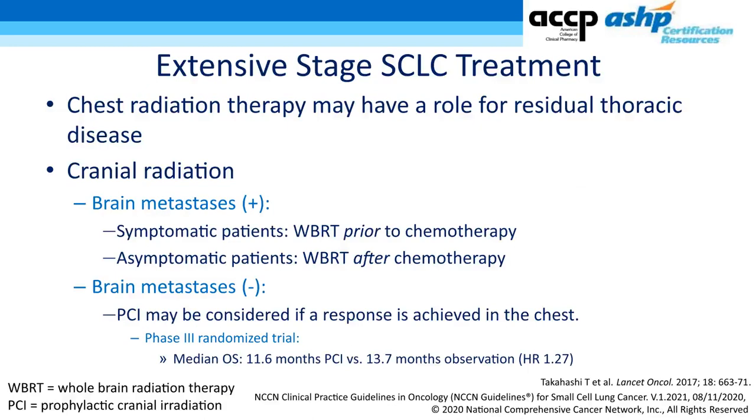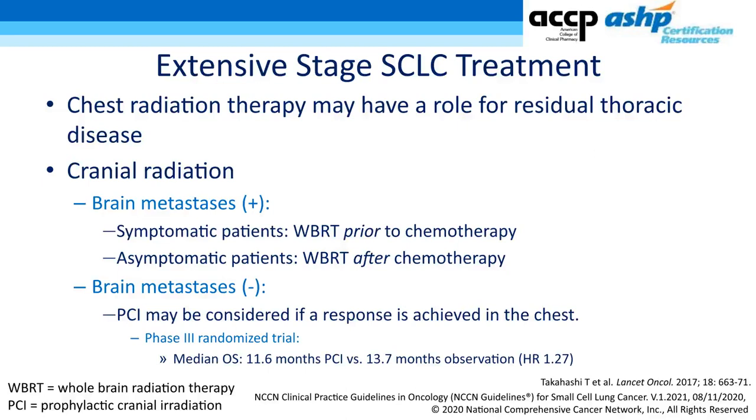While in the limited stage setting, we would give chest radiation in combination with chemotherapy. For the extensive stage setting, chest radiation is reserved for patients with residual thoracic disease. Additionally, the use of cranial irradiation is recommended in patients with positive brain mets. Those that are symptomatic, it is recommended to receive whole brain radiation prior to chemotherapy, while your asymptomatic patients can wait until after chemotherapy is completed.